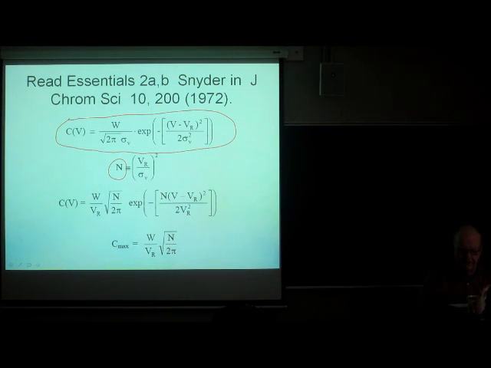So all I'm doing in the third equation is substituting sigma V equal to VR divided by the square root of N and plugging in. And that gives us this very useful formula. Okay, now I'm going to come back to this last equation in a second. Let's look at a plot of the equation.